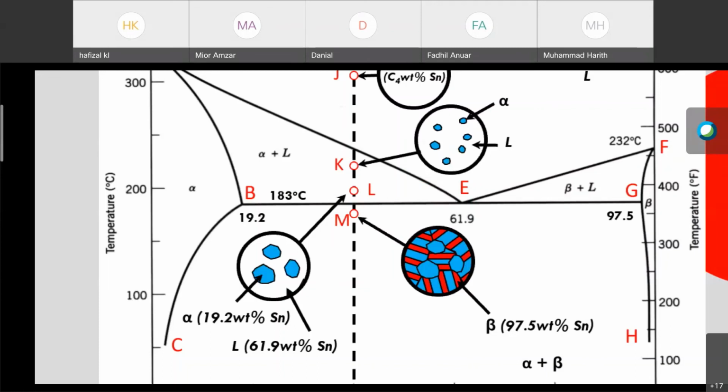Just take a value atas sikit je, maybe at 183.5 degree Celsius macam tu. Atas sikit value, we can get the value maybe 61.5, 61 ke value dia macam tu. To make it easy, we just take 61.9 lah macam tu. Okay. Dia ada plus minus macam tu.